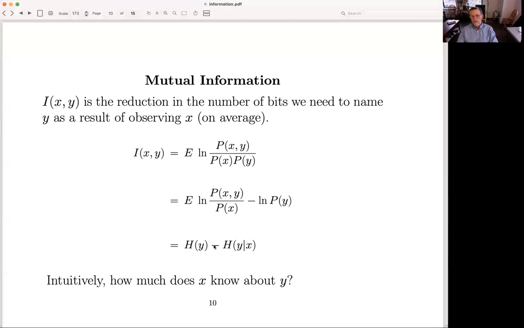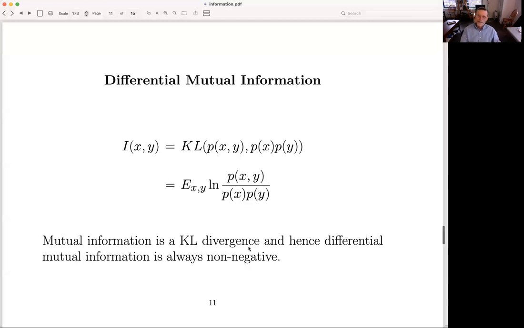This is a good one. This corresponds to, how many bits about Y did I learn by learning X? And this is meaningful differentially. It's a KL divergence, right? You're drawing from the joint distribution and looking at a ratio of densities.